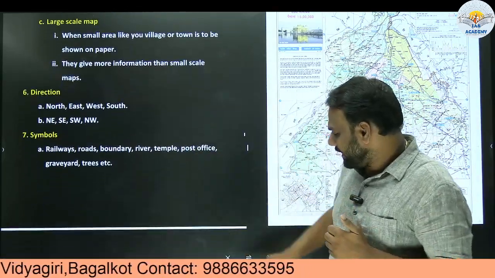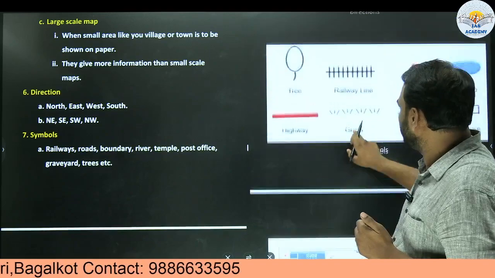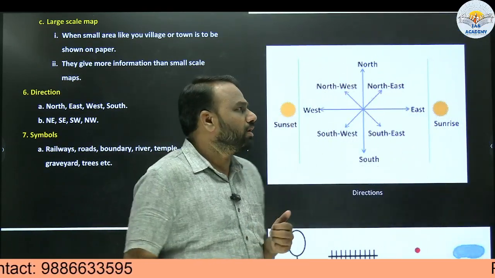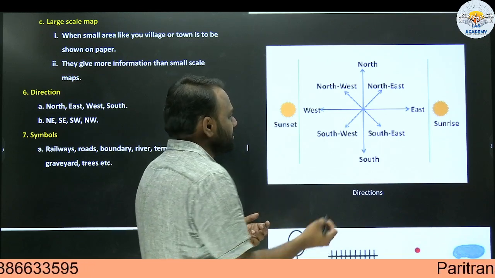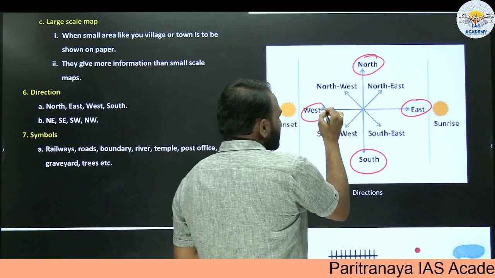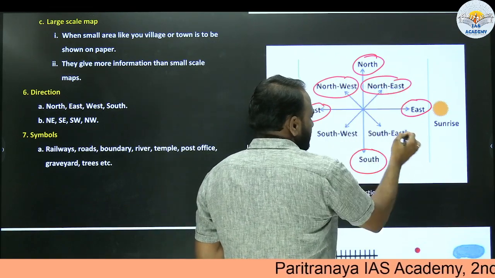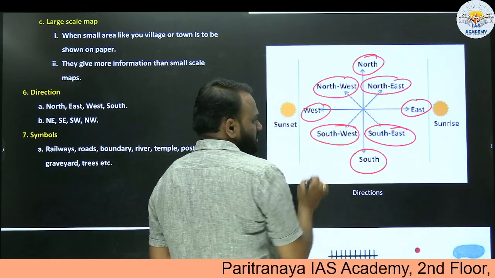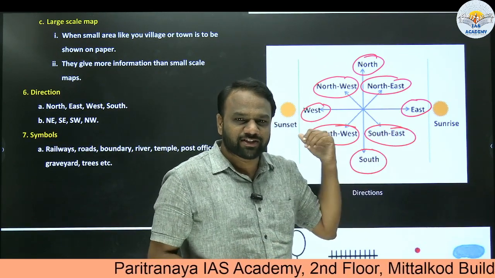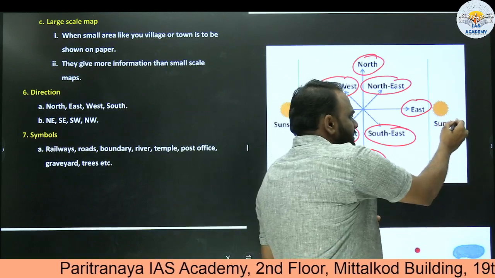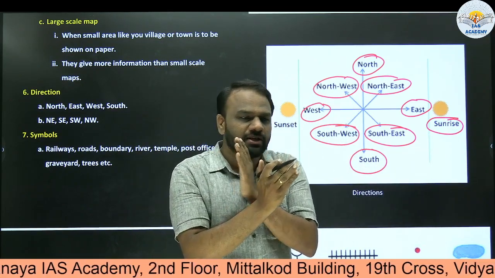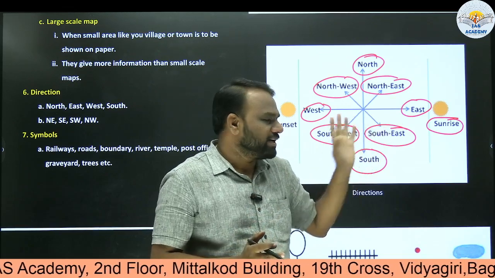Next, we should be aware of the directions. Generally these are the directions. Almost all of us will be aware, but still let us revisit. This is north, south, east, west, northwest, northeast, southeast, southwest. Where does sunrise happen first, in the east or west? Already we have seen it happens in the east, because earth rotates from west to east, so the first to face the sun is east.